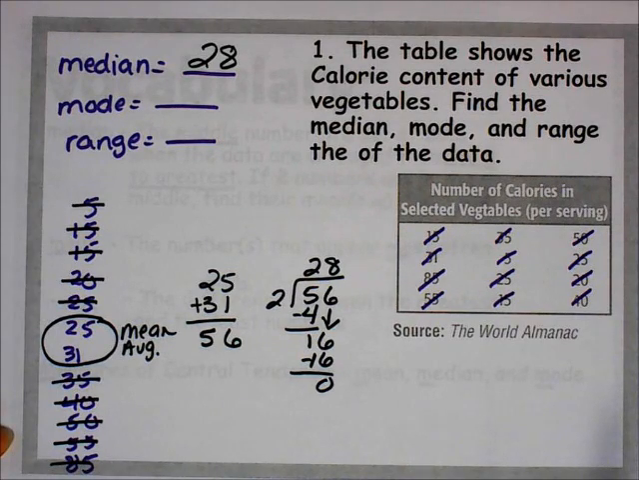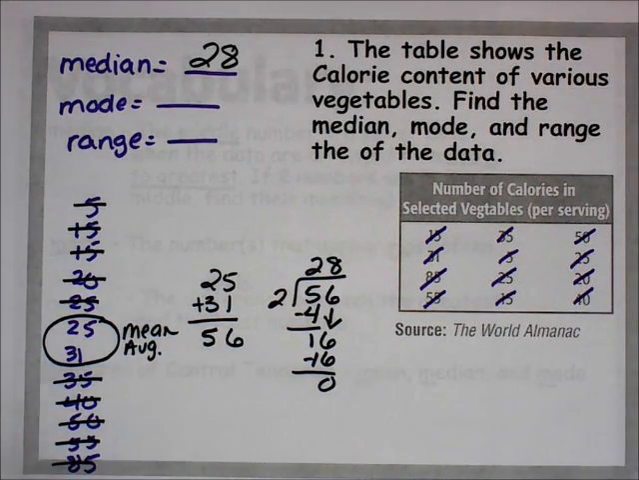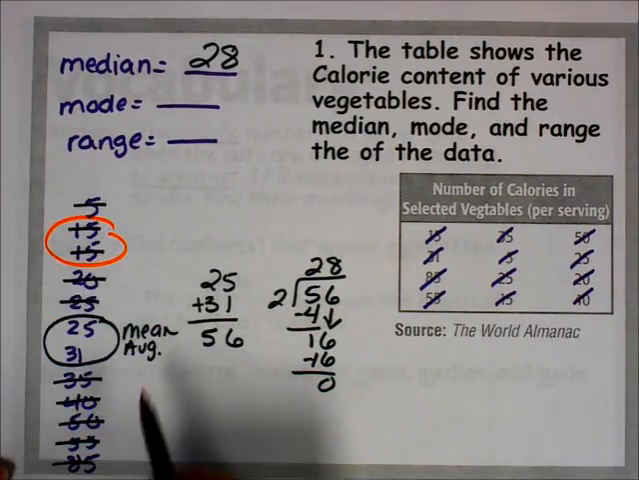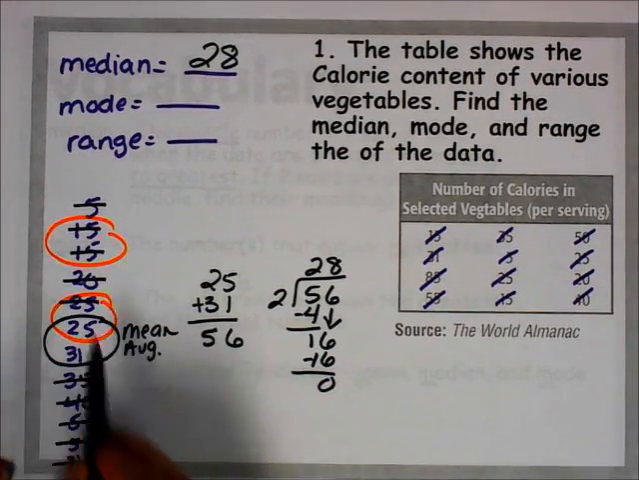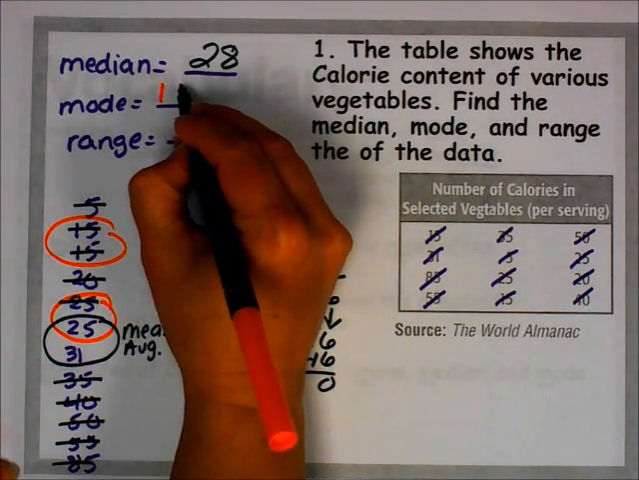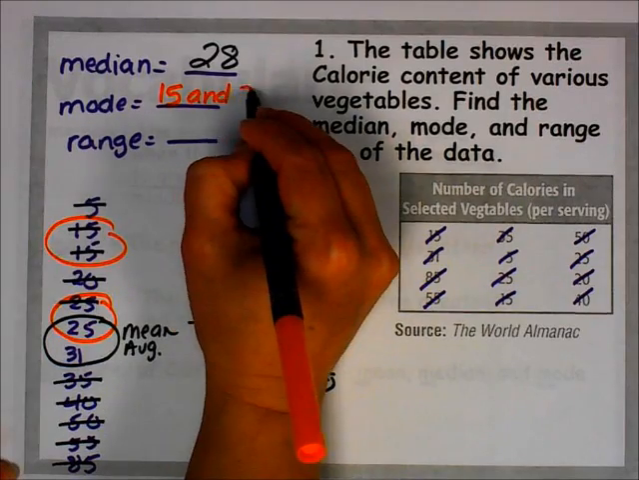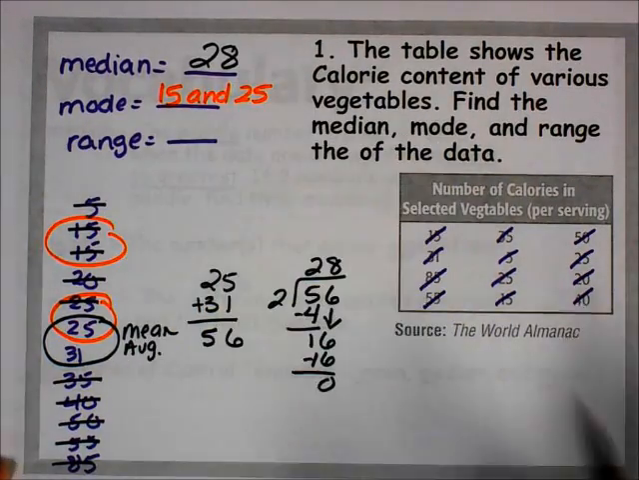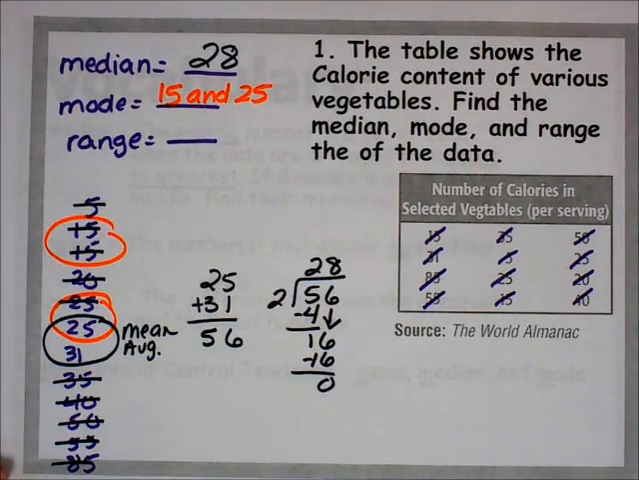Now I need to find my mode. I need to find the number or numbers that occur the most often. Well, I see that 15 and 25 both occur 2 times, so I'm going to have 2 modes. My modes are 15 and 25. It is possible to have more than 1 mode.